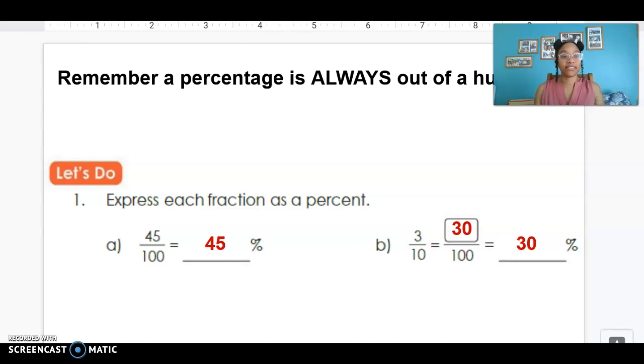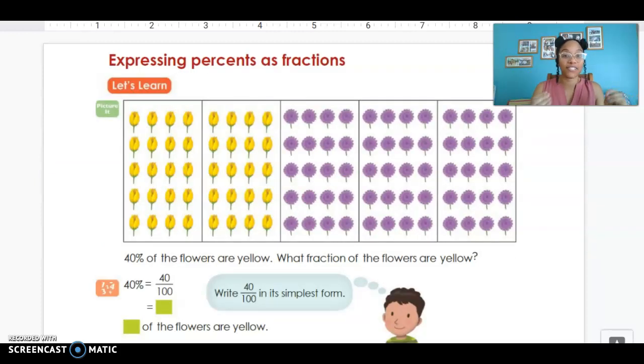Now that we have expressed fractions as percents, let's go backwards. Let's try to express percents as fractions. In this drawing, you'll see 100 flowers, some of which are purple and some of which are yellow. 40% of the flowers are yellow. What fraction of the flowers are yellow? Well, when we see 40%, we know that 40 out of every 100 flowers is yellow. So we need to write 40 hundredths in its simplest form. In order to get to simplest form, we need to divide both terms of the fraction by the same factor, preferably the greatest common factor, in order to find the simplified form.